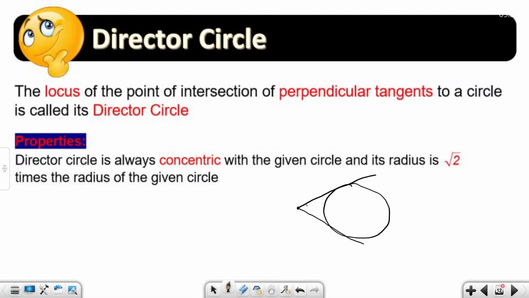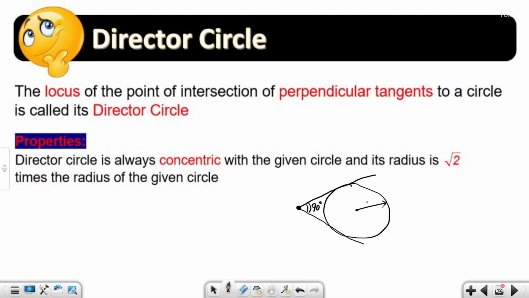Now, if the angle between these two tangents is 90 degrees, that is, they are orthogonal, then the locus of this point is nothing but the director circle of the given circle. And we have learned that the director circle is always concentric with the given circle and its radius is always root 2 times the radius of this given circle.